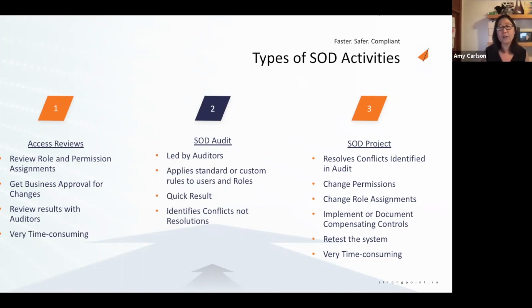And the next kind of activity is the SOD audit, where you have either a product or, as a lot of customers do, whole teams of people that are doing analysis and spreadsheets about that SOD, that's actual segregation of the permissions in NetSuite, because NetSuite is really complex, right?